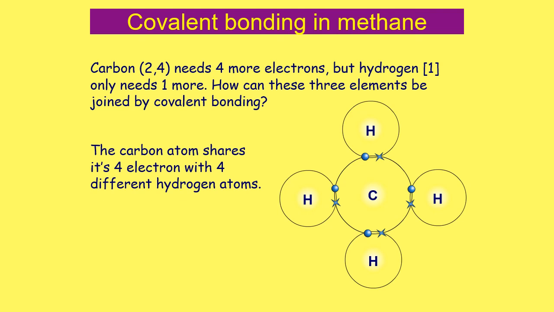Well, the carbon shares its 4 electrons with 4 different hydrogen atoms, and each hydrogen atom shares 1 electron with the carbon. And CH4 is the formula of methane. So you can see each hydrogen has 2 electrons in its outer shell, which makes the hydrogen stable. And carbon, if we look at it, we've got 4 circles and 4 stars. That gives a total of 8 electrons. 8 electrons from carbon gives it a full outer shell, which makes it stable.